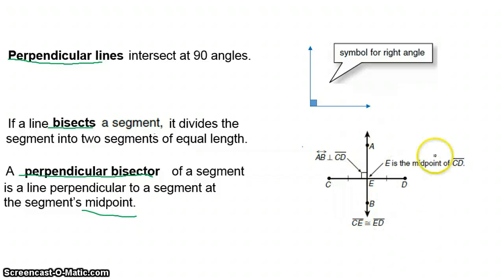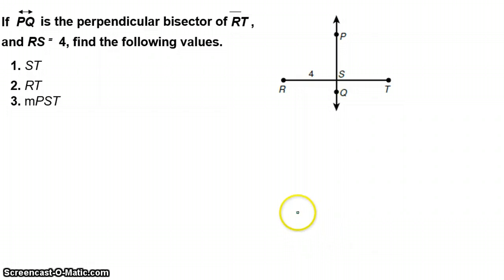If we come over here and take a look at our diagram, we have our symbol for a right angle, so we know that this line is perpendicular to this line, AB perpendicular to CD. E, they're telling us, is the midpoint, so if E is the midpoint, then we know that the length from C to E is the same as the length from E to D. And they put the tick marks in, and we'll just highlight them as well. Alright, so let's use this concept and answer some questions here.